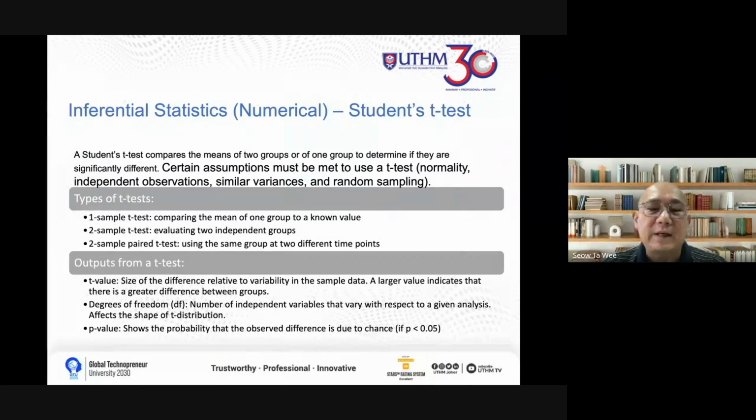The p-value is the significance value we refer to. It is the probability that the observed difference is due to chance. If it is less than 0.05, it means there is a strong difference between the genders, let's say. If it is more than 0.05, it means there is no significant difference.